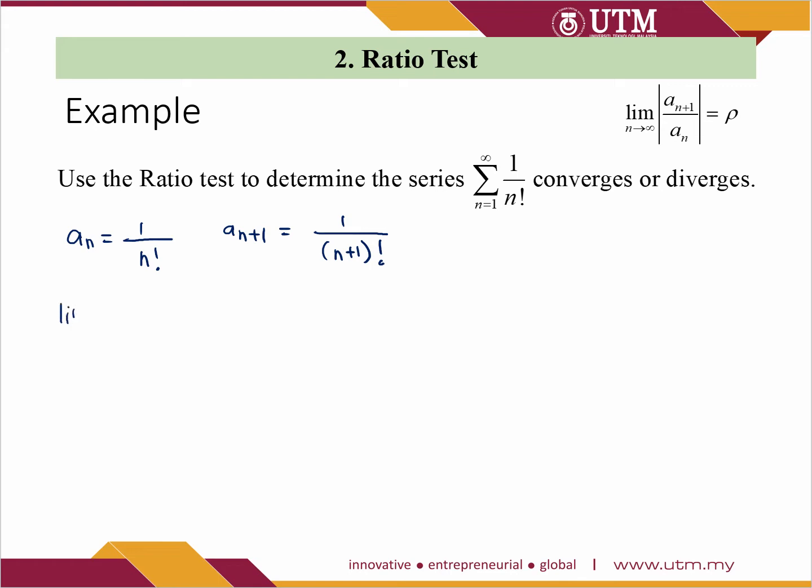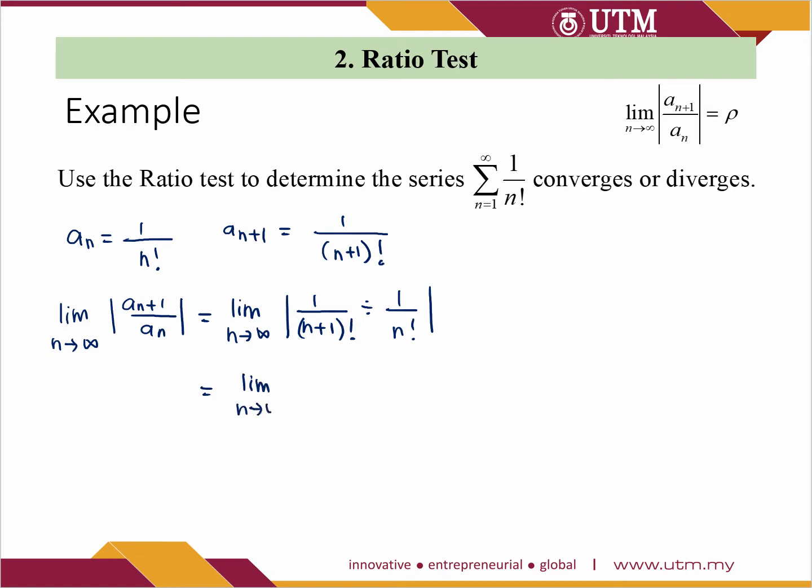So finding the limit of a_(n+1) over a_n to determine the value of rho, here would be 1 over (n plus 1) factorial, not times yet, first divide by a_n, so 1 over n factorial. So rearrange this, you get 1 over (n plus 1) factorial times n factorial. So just rewrite this up.